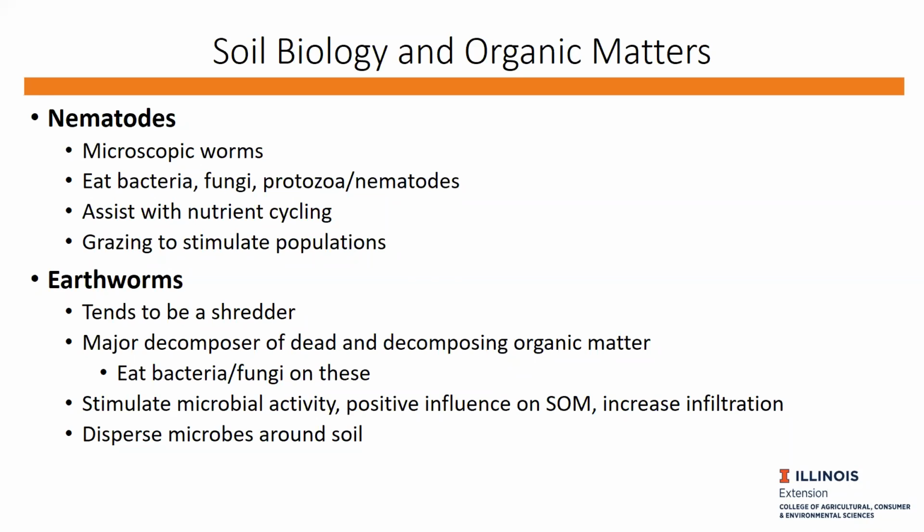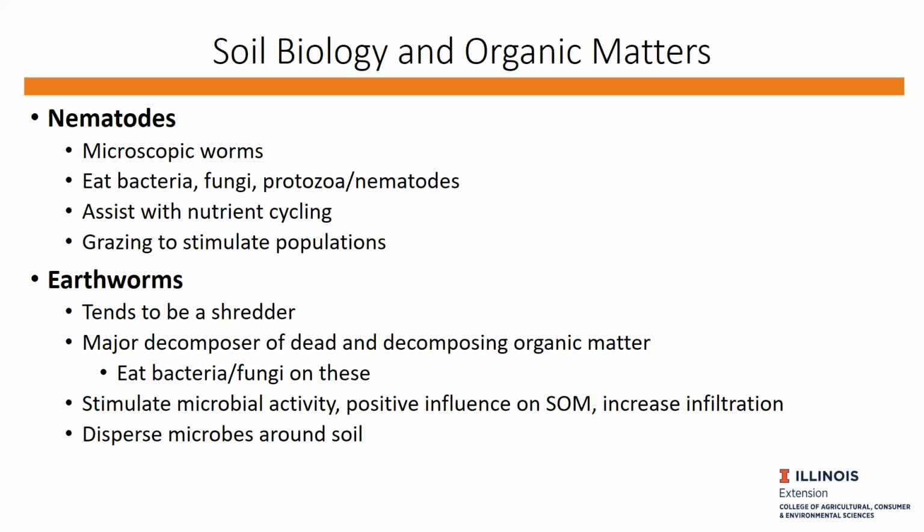Grazing also tends to stimulate populations, so if there is more food for them, they will graze a bit more, especially with soil biological communities that might build up a bit more. Our earthworms and some of our other worms tend to be a shredder, so a major decomposer of dead and decomposing organic matter. They sometimes will pull organic matter above the soil surface down to lower soil depth.